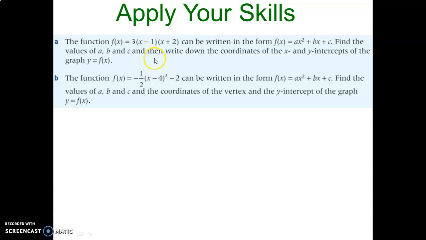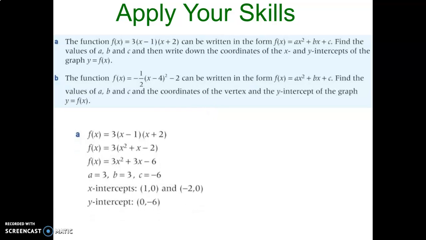Let's see if you can try these two. So try a. It says this function, which is now in intercept form, can be written like this in standard form. So multiply that through, write it in standard form. Then write what values of a, b, c are, find the x and y intercepts, and so on. Try b after that as well.